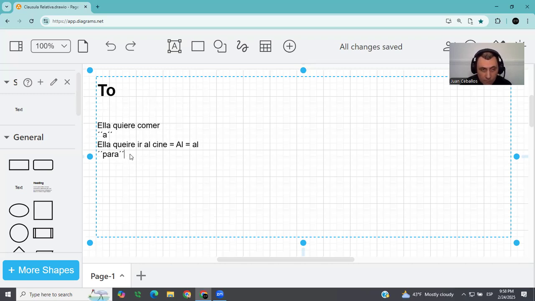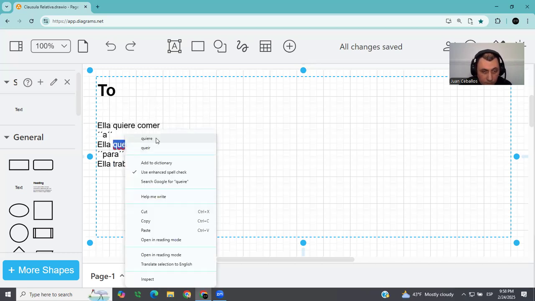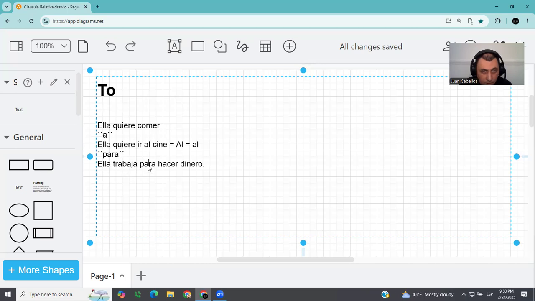So in English, I can say she works to make money, or I can also say she works in order to make money. In this case, it will translate as para. In Spanish it will be: Ella trabaja para hacer dinero. I'm going to correct this. Ella trabaja para. You see? Okay. So those are the cases of how to translate "to" for me.